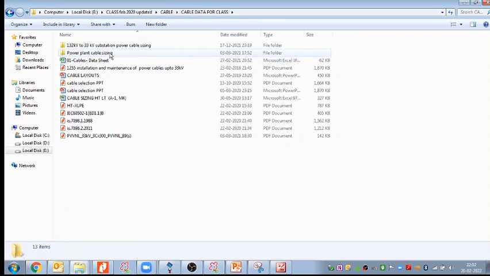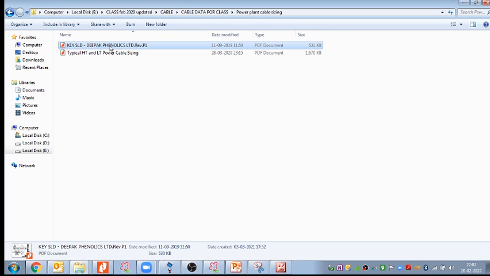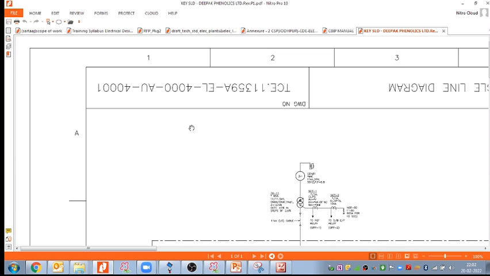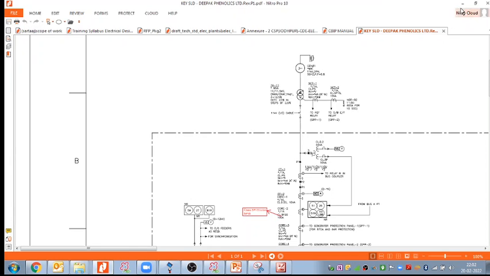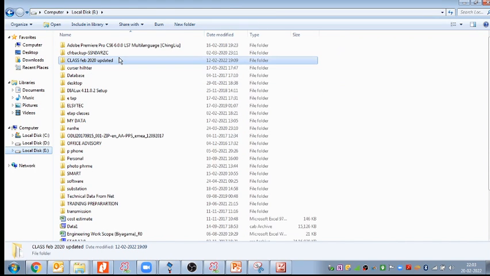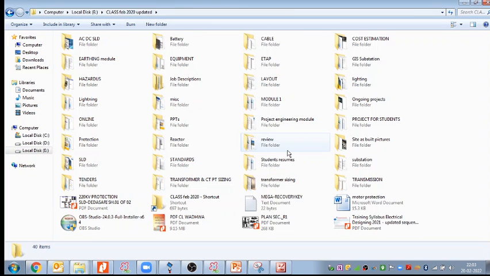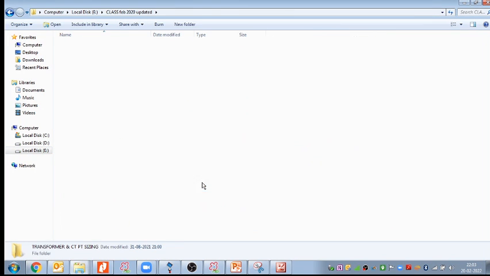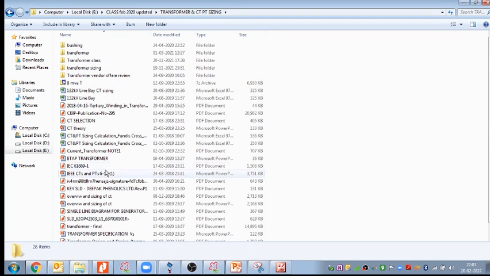I just wanted to show one of my project experiences in which we did the same kind of modification in the transformer impedance. Let me take the CBIP and the IEC also. First of all, just give me one second. I just wanted to show some standards to all of you.